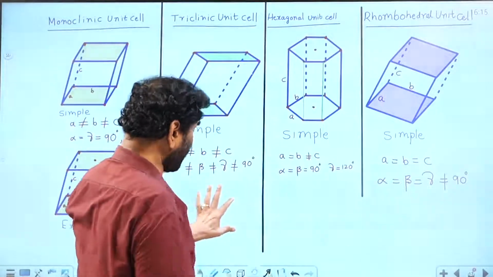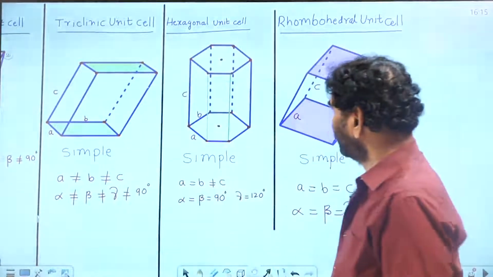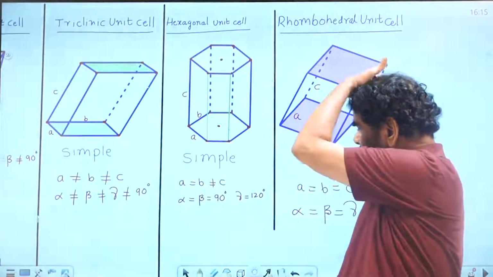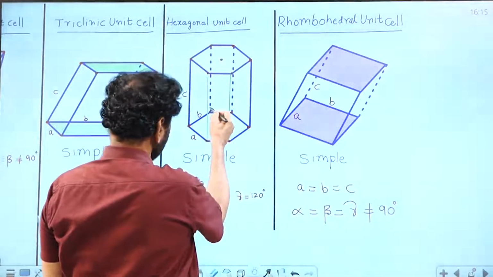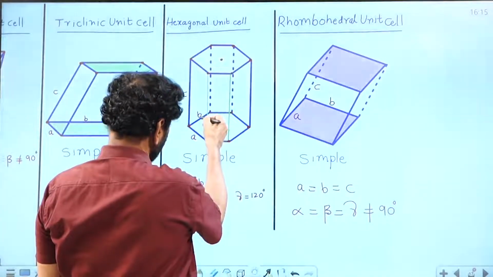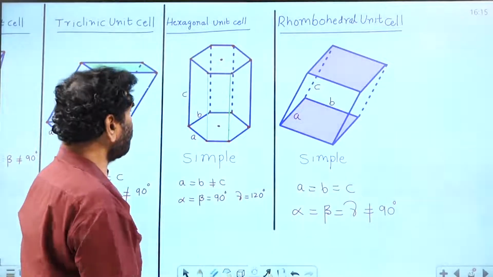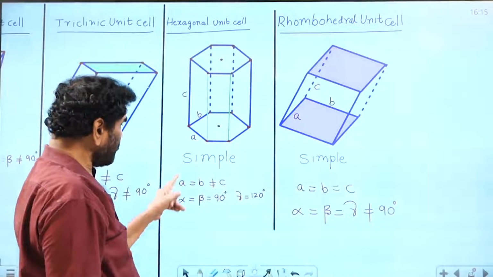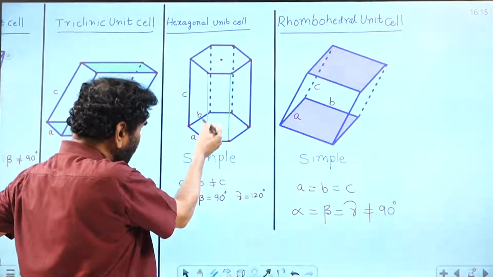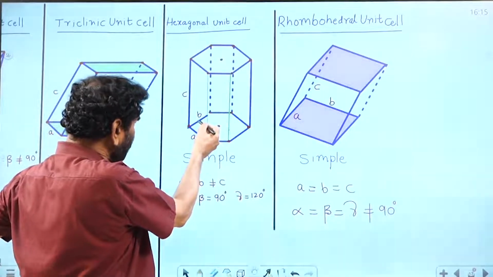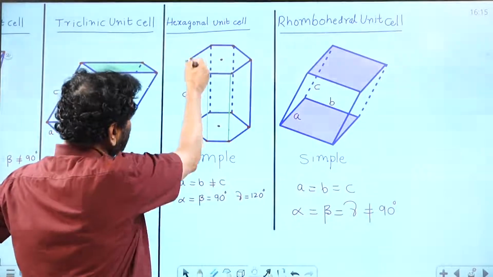The next one is the hexagonal unit cell. This is altogether different. This is A, which is coming towards your side. Opposite to this is B. This is the length, this is C. These are the parameters. A is equal to B. These two lengths, in the hexagon, are equal, but the height is different.